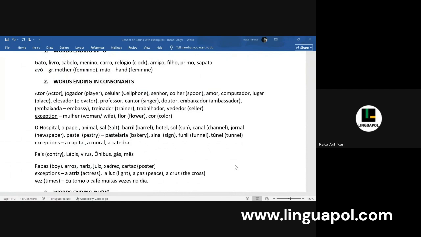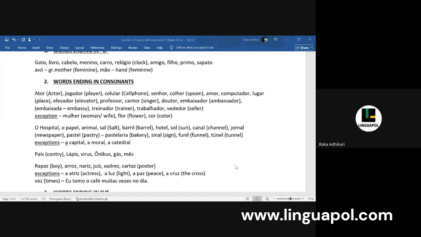Then coming to the words ending in S. Now you have to be very careful that all the words that are plural will end in S. But that doesn't mean that all the words are masculine words. We have to look for words that are singular and they end in S in the singular itself. For example, if you have the word menina, menina means girl, menina ends in a and it is a feminine word. But if I make the plural of this word, it will become meninas.